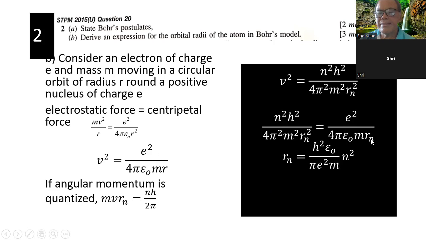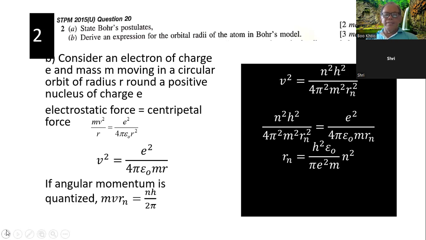Then you want your rn. Take this rn across there. 4 pi cancel, you still got a pi there. m, take across there, you still got 1 m. And n squared there, h squared there. Epsilon not, you take across there. Okay, good. Anything not clear? You should be able to derive it. Came out 2 years already. Anything not clear?